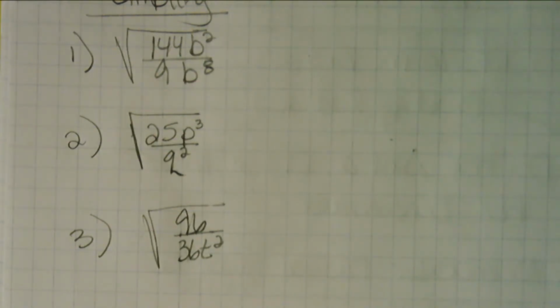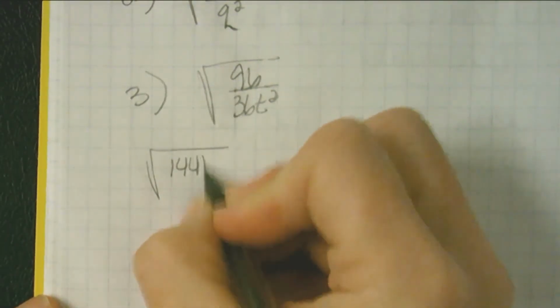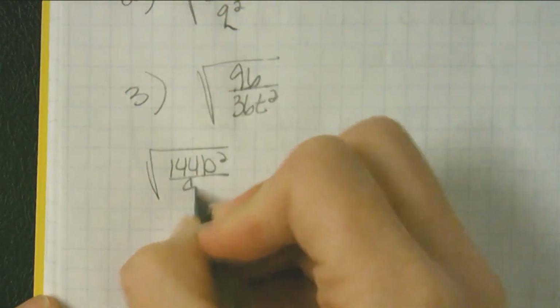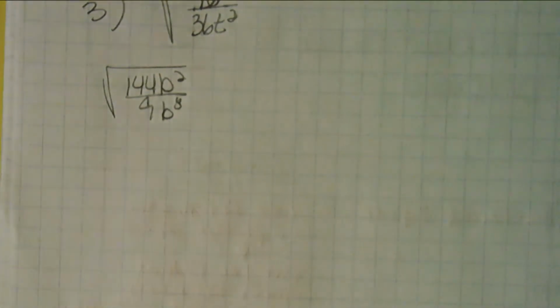All right, so let's walk through this. Who's still working? All right, let's walk through this. And if you're not done, you can catch up to us. So let's look at that first one. I have the square root of 144b squared over 9b to the 8th. How many of you thought about dividing out common factors with your b's?